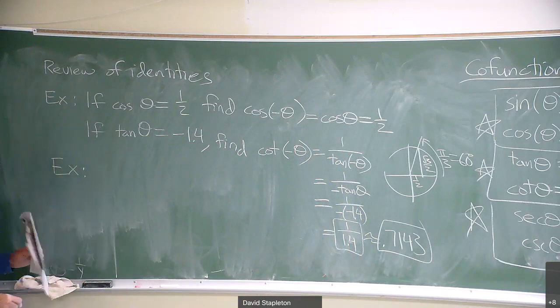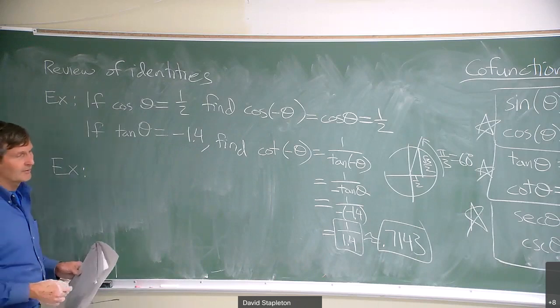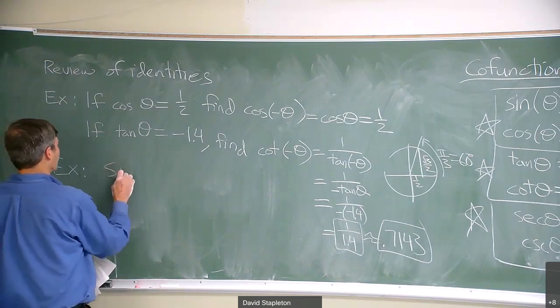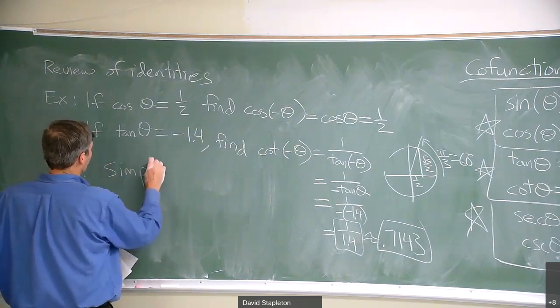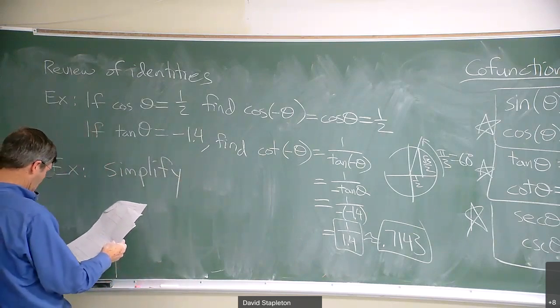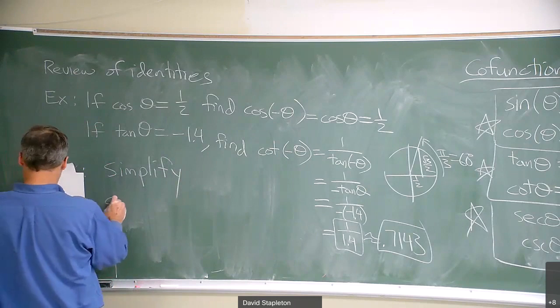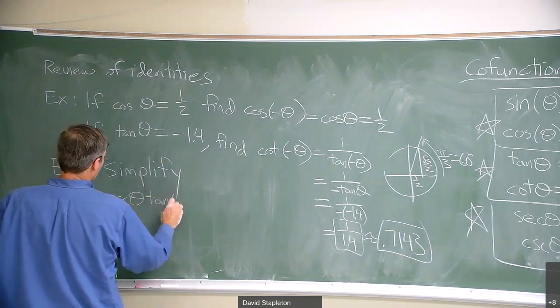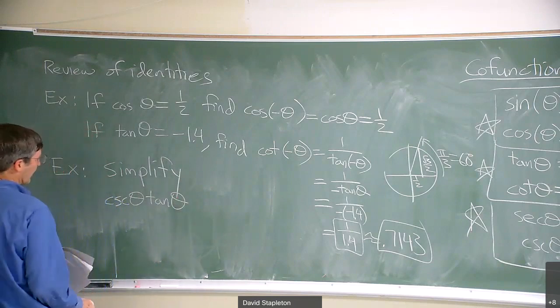What's going to come up in chapters shortly is simplifying these trig expressions. It's very common in science to get a complicated trig expression that simplifies. So let's try a little bit of that now. Suppose I said on the first exam, simplify this expression: cosecant theta times tangent theta. How does that simplify?